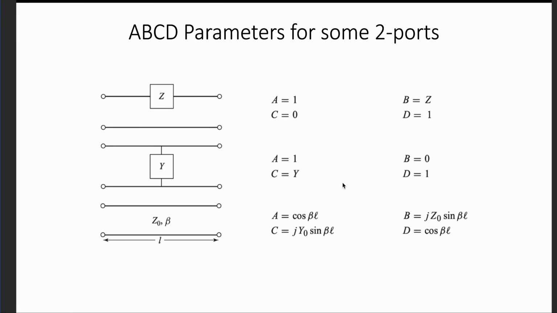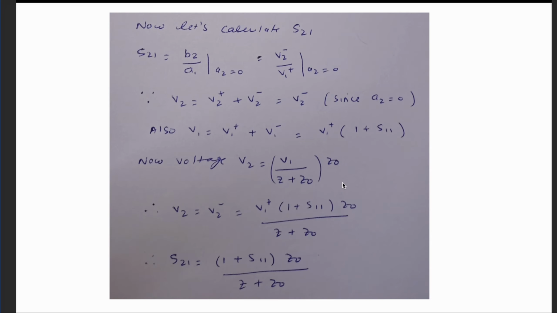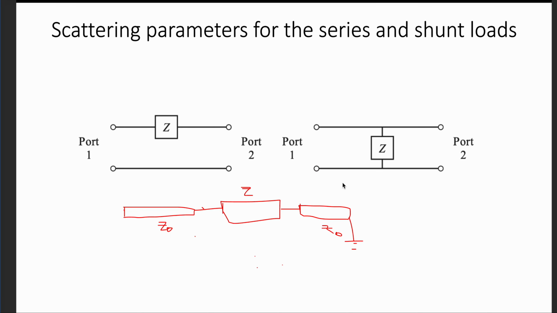Okay, so now let's come on to the... I think, sir, in parallel or shunt loads, we just need to calculate the Z load, which is the parallel combination of two impedances, Z and Z naught.